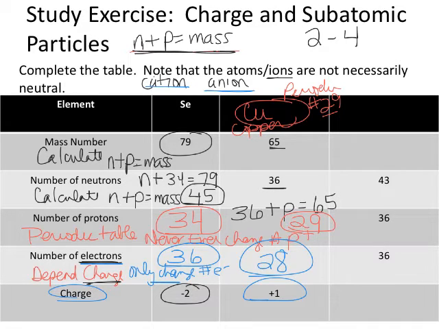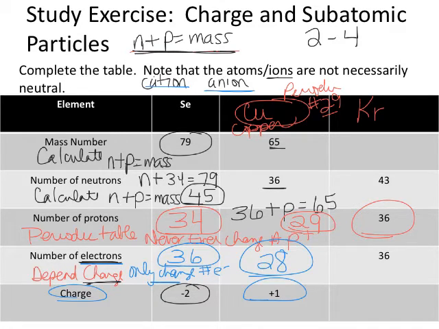Okay, let's look at our last one. Our last one, we have the number of protons, 36. I'm going to look at my periodic table and find element number 36, and it's krypton. I'm thinking of what superhero? That's right, Superman. Okay, so there's krypton.